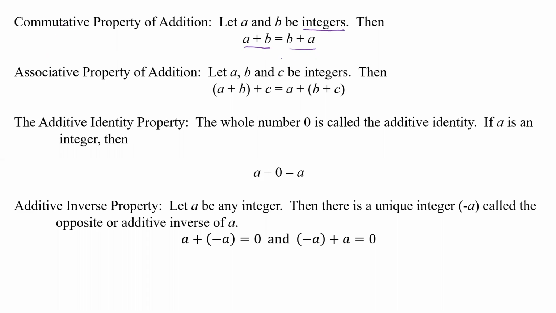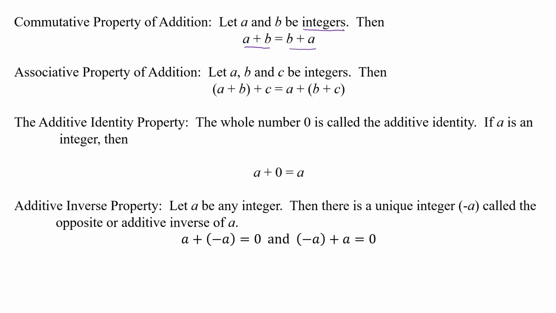We can change order. Now, the associative property of addition, again, we're letting A, B, and C be integers. Then we can associate the first two, A and B, and then add C later. Or we can associate B and C and then add the A later. And both ways we do that, we're going to get the same answer.